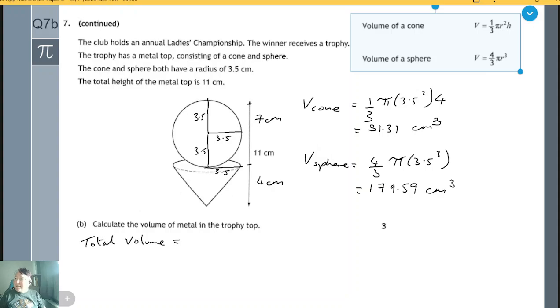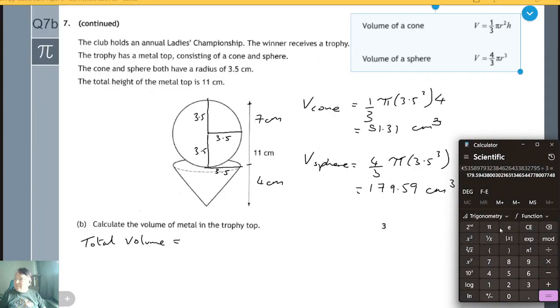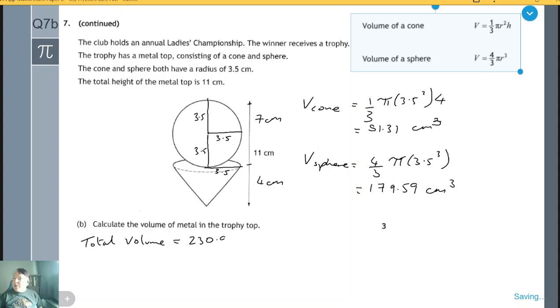My combined answer, because I rounded, I've got 179.59 plus 51.31 is 230.9 centimeters cubed. Okay, so let's just be a bit careful. You saw that when I double pressed, this sphere volume came out really weird. So yeah, it's always worth double checking if you're not sure if you hit the right buttons on your calculator.